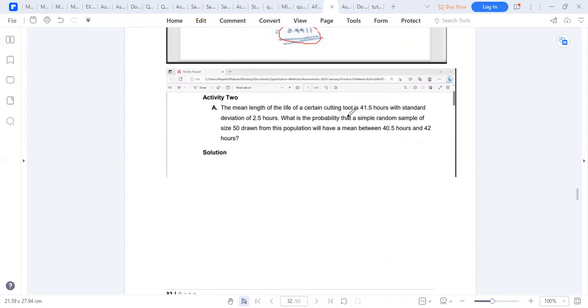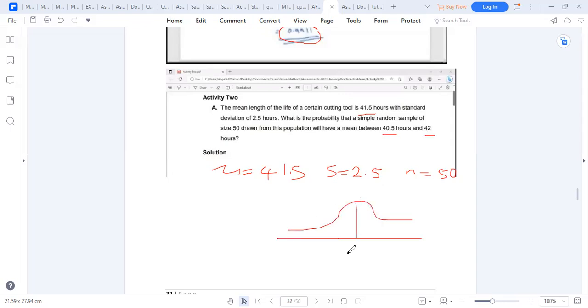Question 2, we are given a mean life of a certain cutting tool. The mu is what? 41.5. Standard deviation is what? 2.5. So what is the probability that a simple random sample, n is 50, will have between 40.5 and 42 hours? So to start with, we need to identify the case you're working with. Our mean is 41.5. Then here we have 40.5. And here we have what? 42. It's no different from the case we've been discussing.